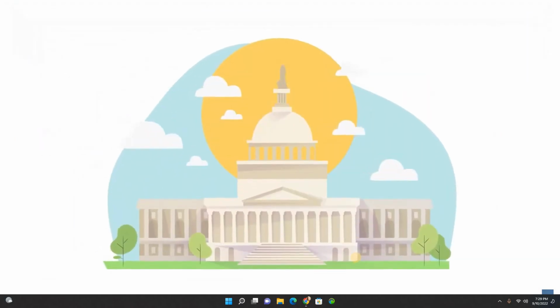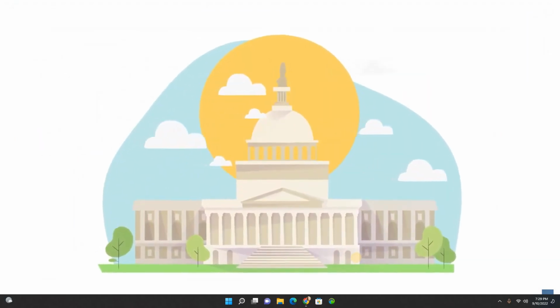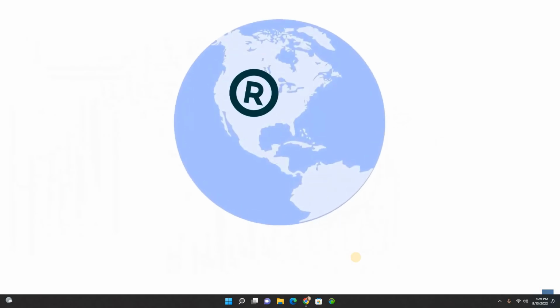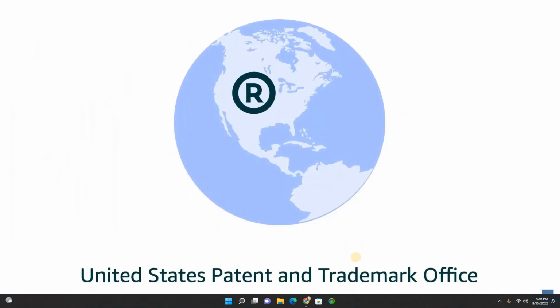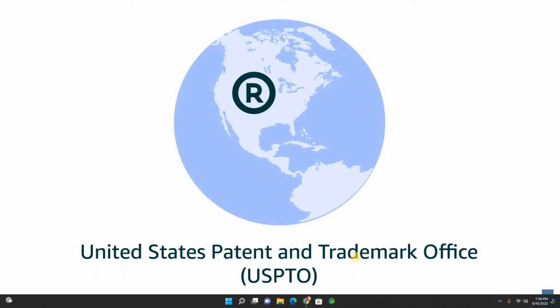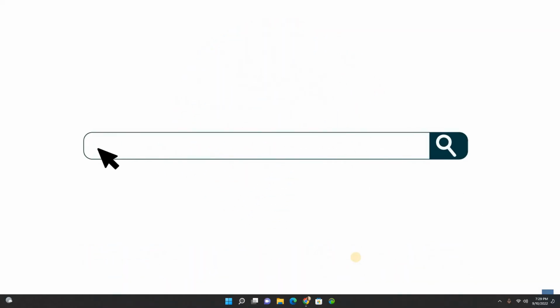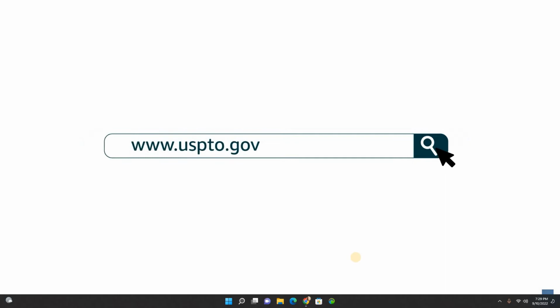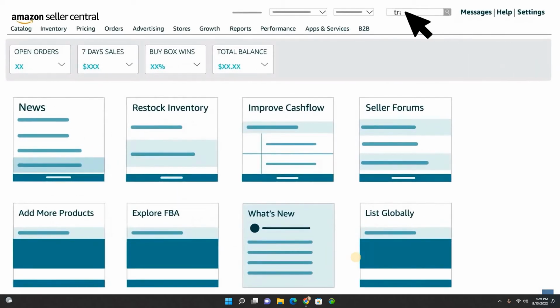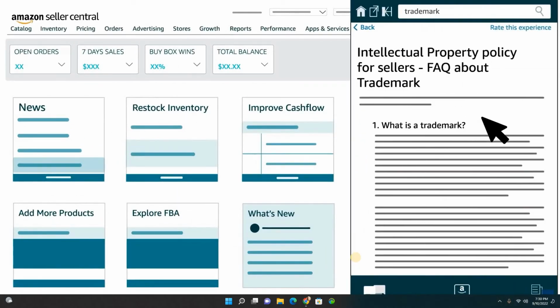Trademarks are registered in the country-specific trademark office. For example, sellers in the U.S. should register their trademarks with the United States Patent and Trademark Office, or USPTO. The USPTO also has other helpful resources at www.uspto.gov. For resources in other countries, check the FAQ page for trademarks through your Seller Central account.